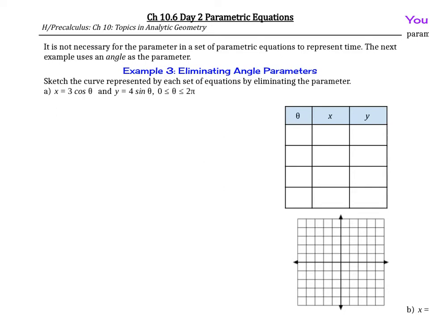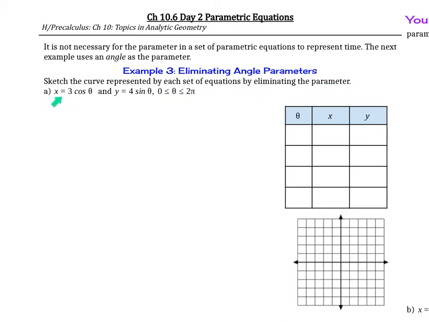Chapter 10.6, we are looking at eliminating angle parameters. It isn't necessary for the parameter in a set of parametric equations to represent time, as we did in the previous example. The next example uses an angle as a parameter. Sketch the curve represented by each set of equations by eliminating the parameter.